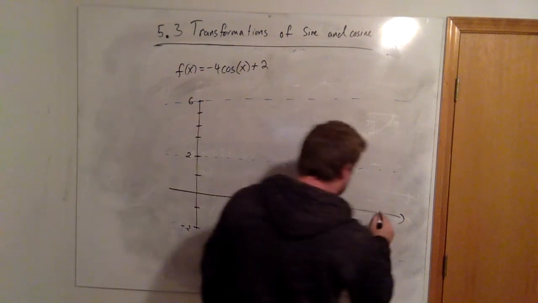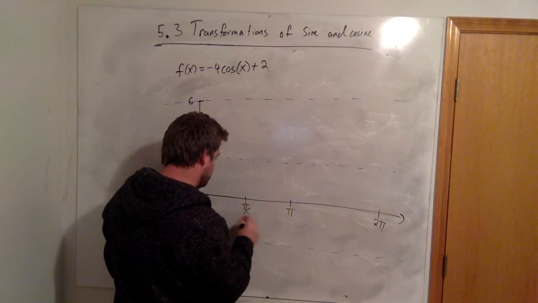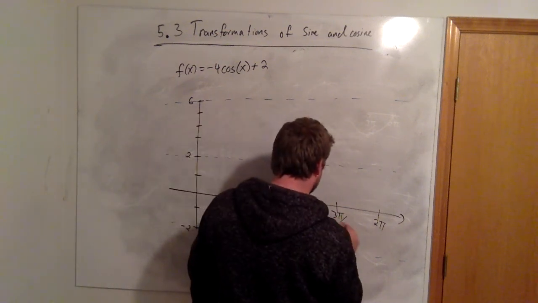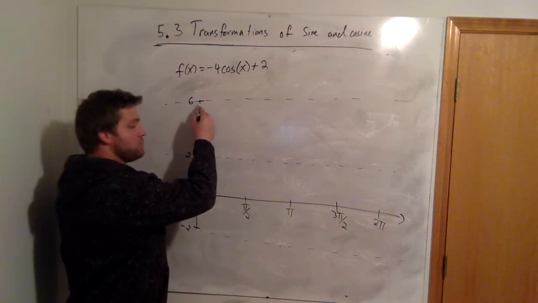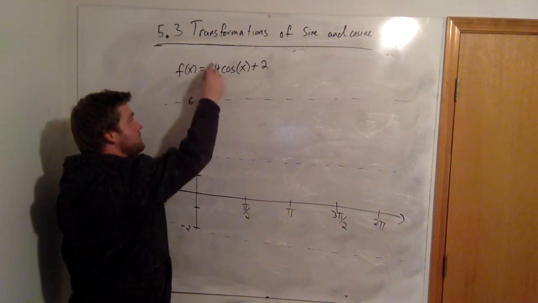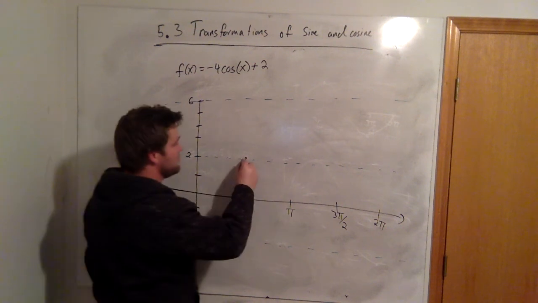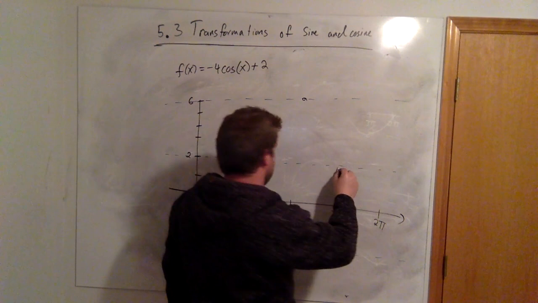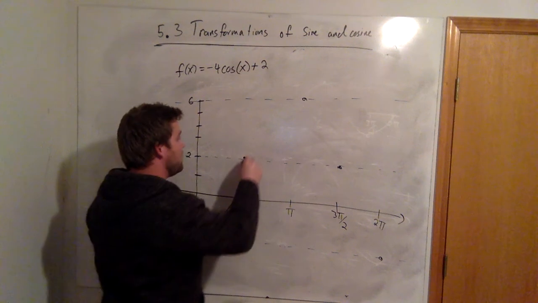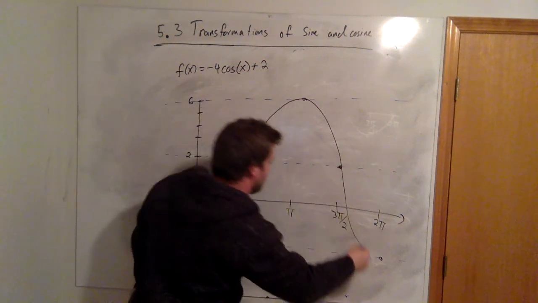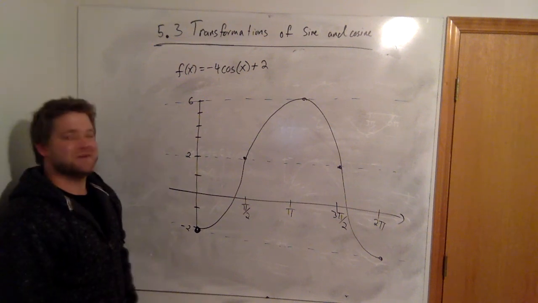Okay, we'll have 2 pi. Here we'll have pi. Here we'll have pi over 2. And here we'll have 3 pi over 2. Okay, let's see, cosine normally starts at the upper part of the amplitude, but I'm multiplying it by a negative, so it'll start on the lower part of the amplitude. And then we're going to bounce, bounce, bounce, bounce. And there we have it. Here's the graph of one period of negative 4 cosine of x plus 2.